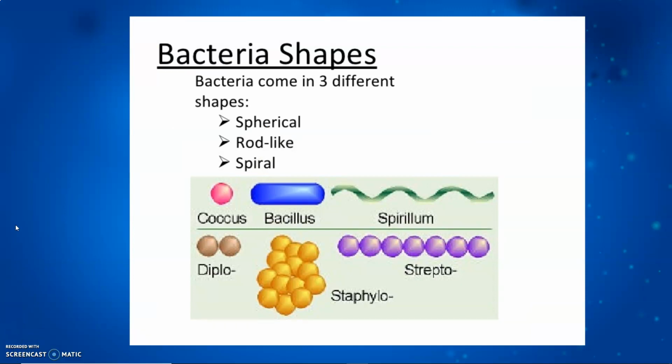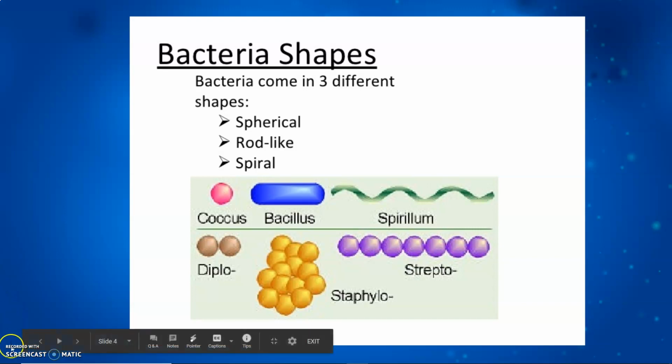Some more things you need to know about bacteria are their shapes. They typically come in 3 different shapes: spherical, rod-like, and spiral. The spherical bacteria are going to be coccus bacteria. The rod-like are going to be bacillus, and the spiral will be our spirillum. Some of the examples again of the coccus bacteria are going to be staphylococcus. So if you ever get what's called a staph infection, that type of bacteria that has infected you is in the coccus shape or spherical shape.